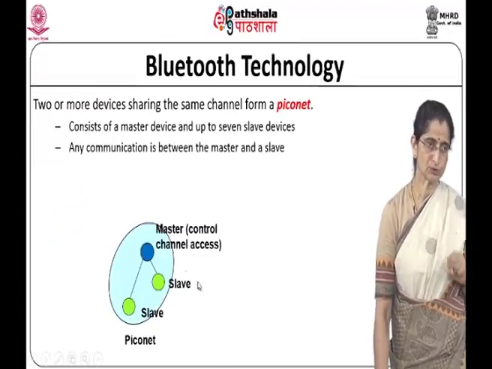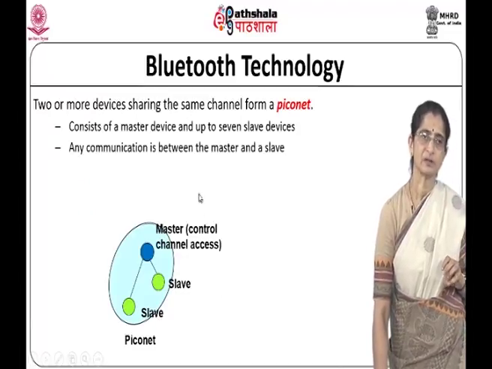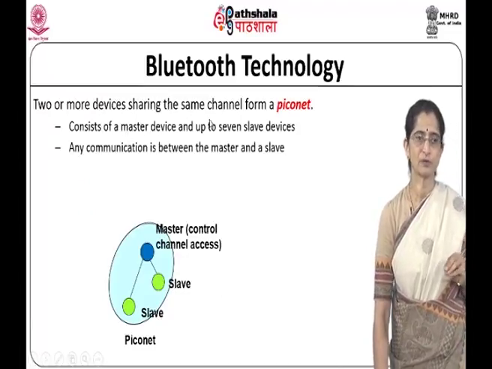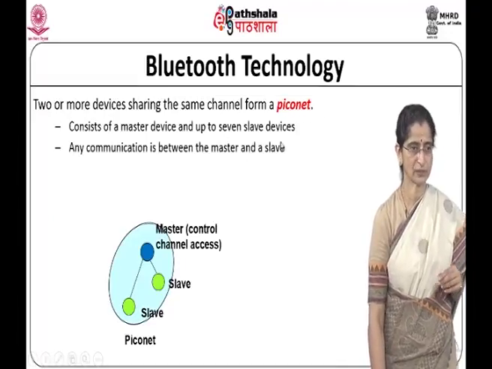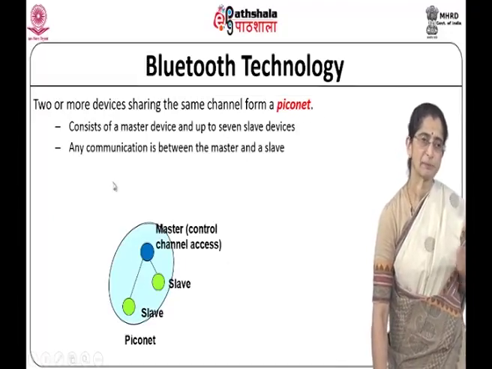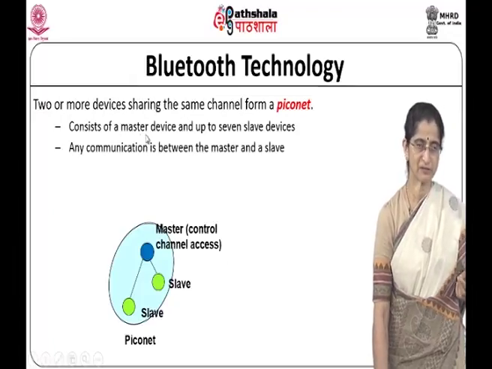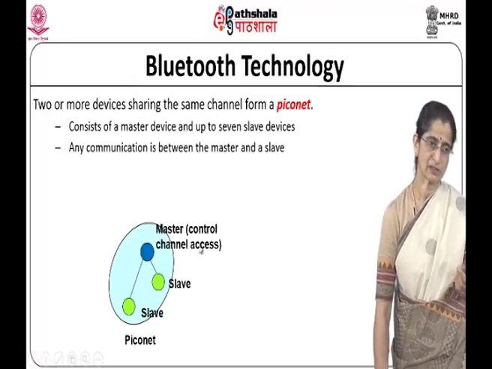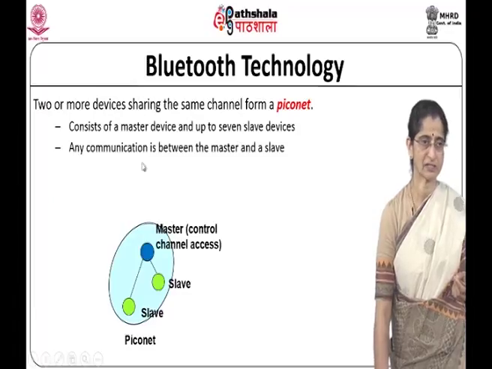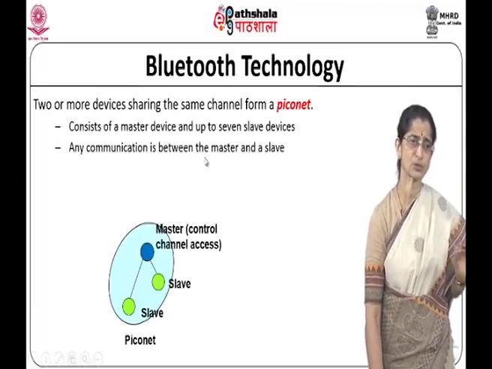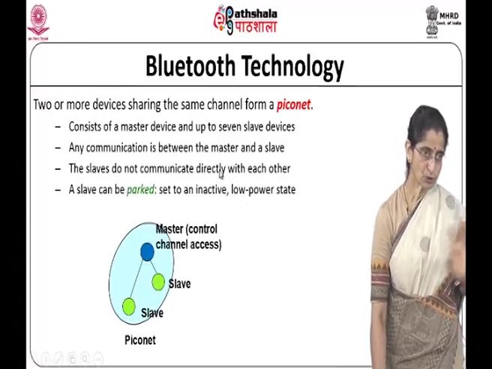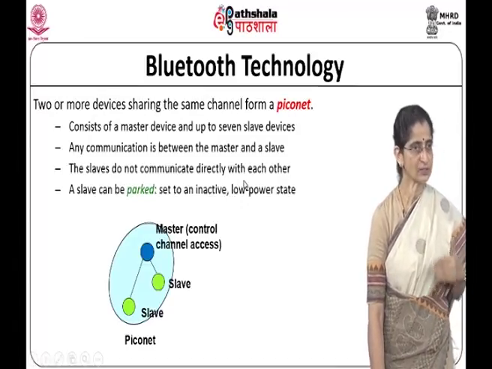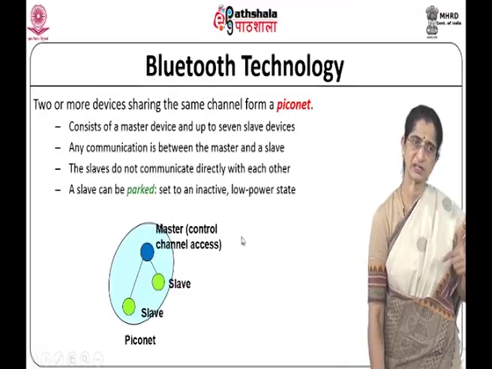Coming to the Bluetooth technology per se, the term that is used when two or more devices share the same channel to talk to each other is a piconet. A piconet normally consists of a master device and slave devices. It can have up to 7 slave devices, and any communication is only between the master and the slave. The slaves do not communicate directly with each other.